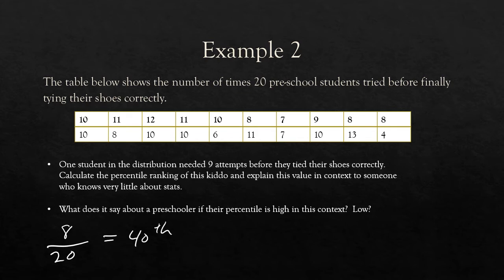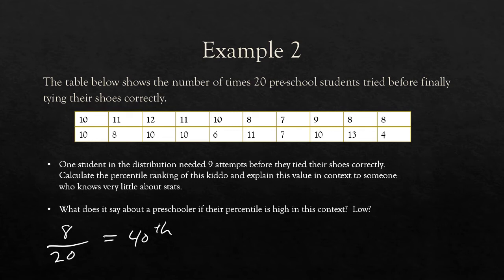All right, so what does that mean? That means that 40% of the group required fewer attempts than our student in order to tie their shoes correctly. Does that make our student better than average or worse than average? Well, in context, the more mistakes you make, the worse you did, right? So he needed 9 attempts, but more than half his class required more attempts than that.